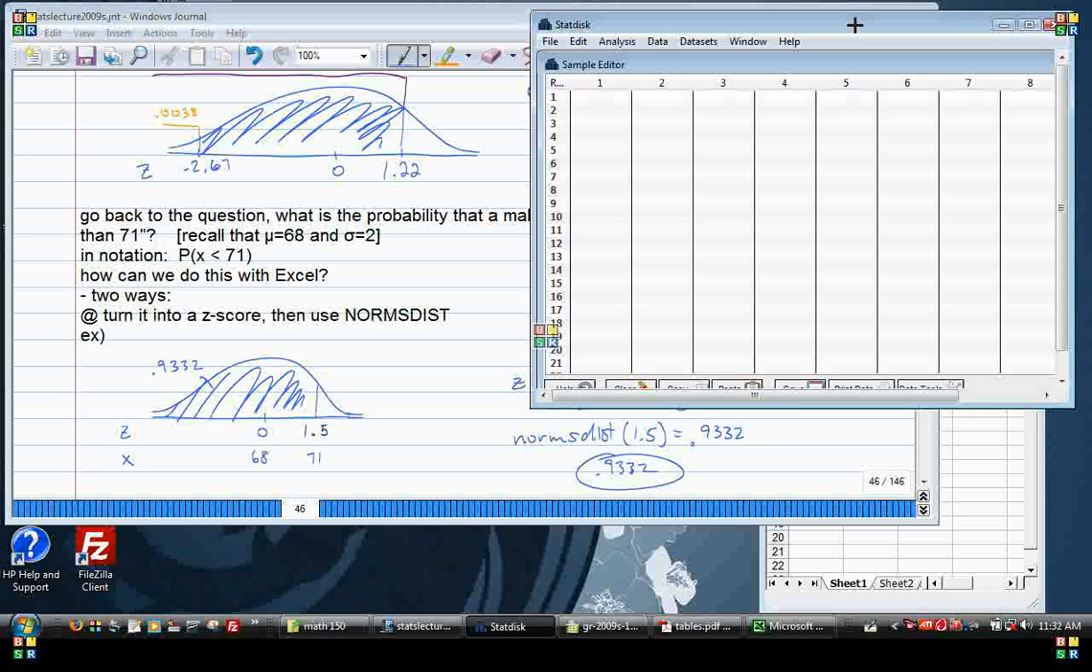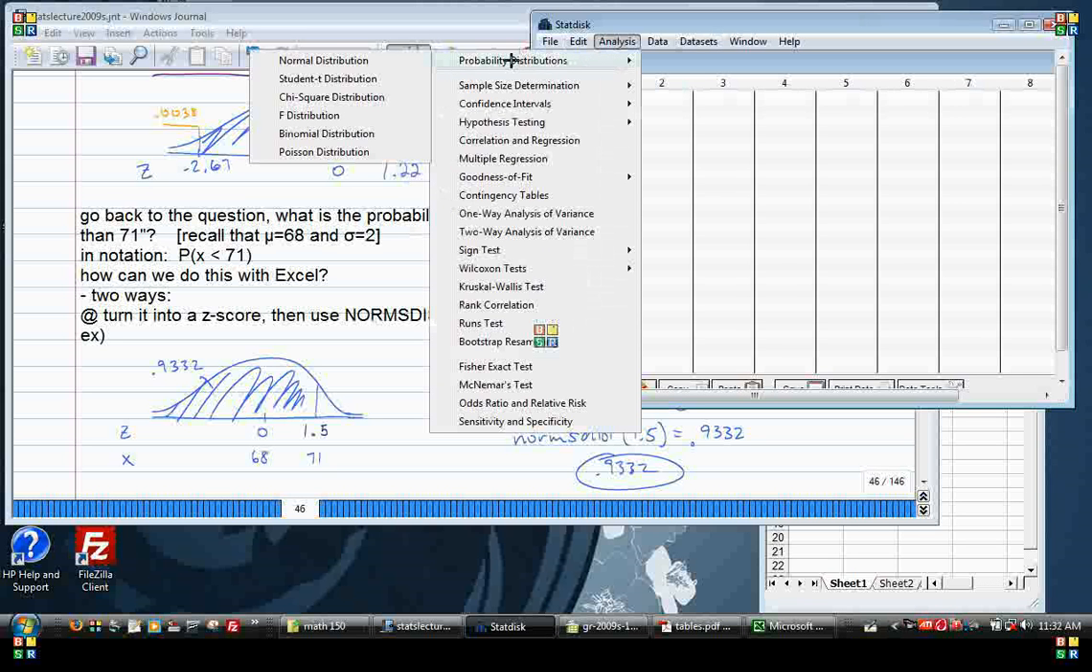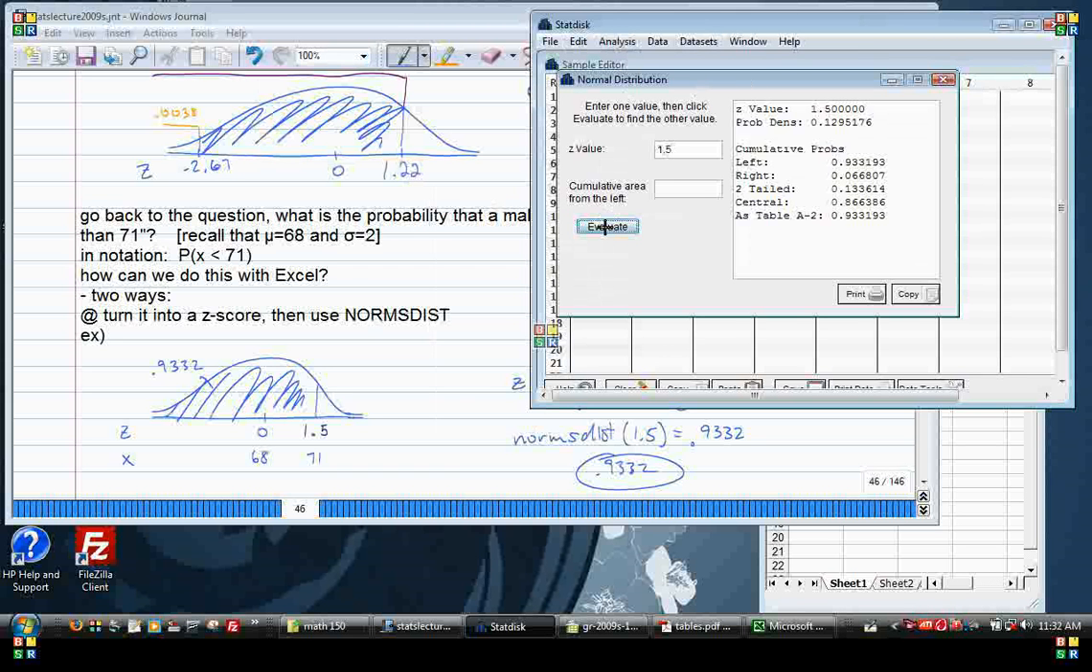So how do we do this? Once you open Statdisk, you click Analysis, Probability Distribution. Which distribution are we interested in? Normal distribution. In this last problem, what did we have that we should now type in? The z-score. What was the z-score? 1.5. Now all you do is click Evaluate. Now it tells you lots of stuff. What is it that we need for this problem? Area to the left is right there.